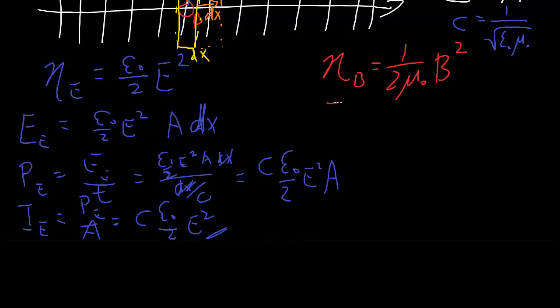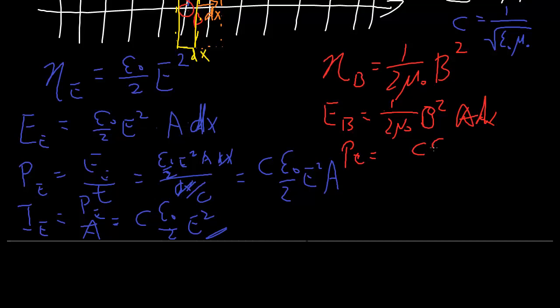Very similarly, as it follows, the energy goes to B squared over 2 mu naught times A dx, and then the power is very similarly B squared A over 2 mu naught times c, and we have the intensity due to the magnetic field. Oops, the mu doesn't belong on top. 2 mu naught, B squared.